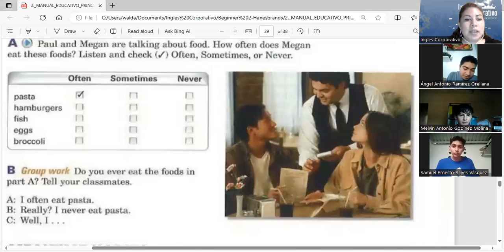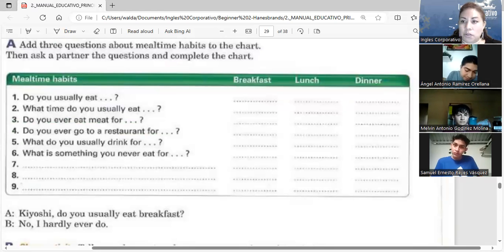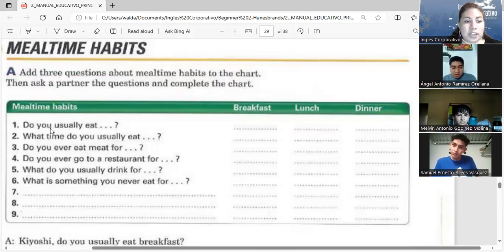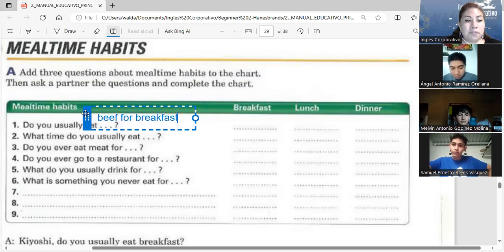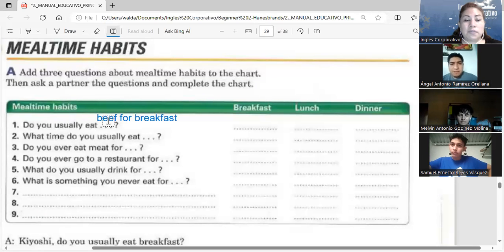All right, very good. Now, what we're going to do is I want you to complete these questions here with your own ideas. So you can say, do you usually eat? And then complete. For example, do you usually eat beef for breakfast, for example? You understand beef?